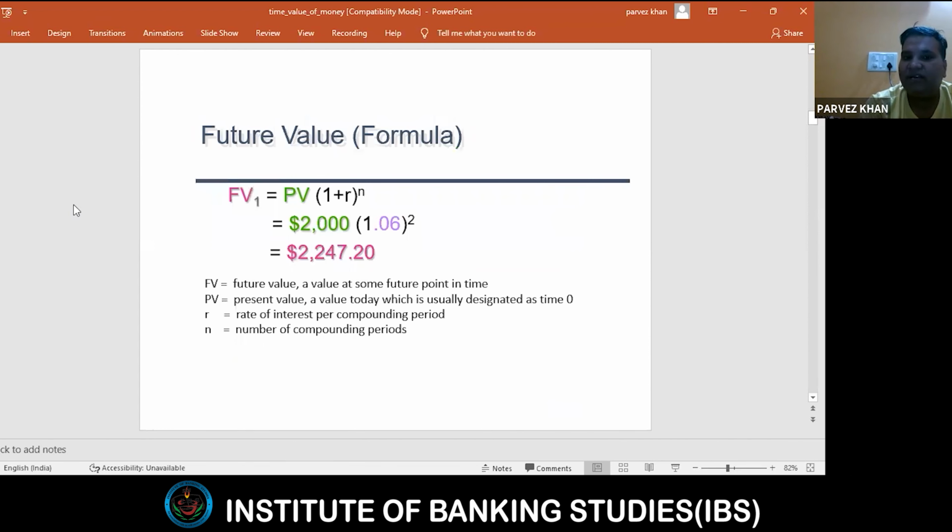So how are we going to calculate? We can find future value is equal to present value into 1 plus r to the power n, and of course 2000 into 1.06 to the power 2. Is it clear? Yes, sir. Anybody having any doubt, any question?